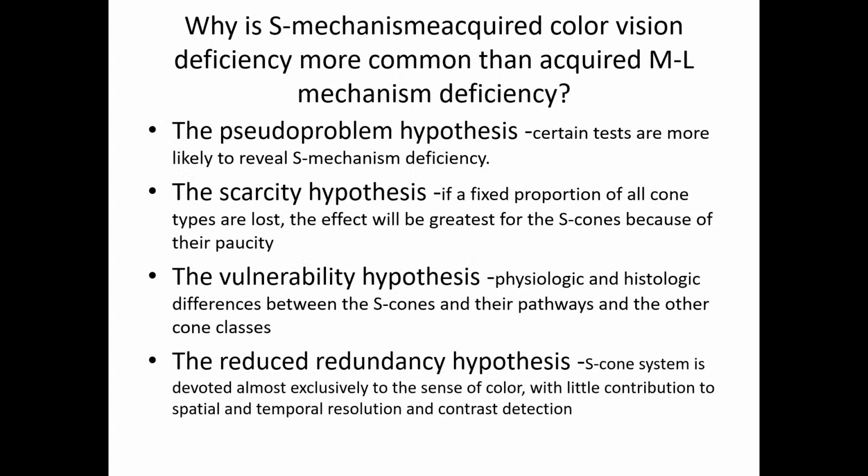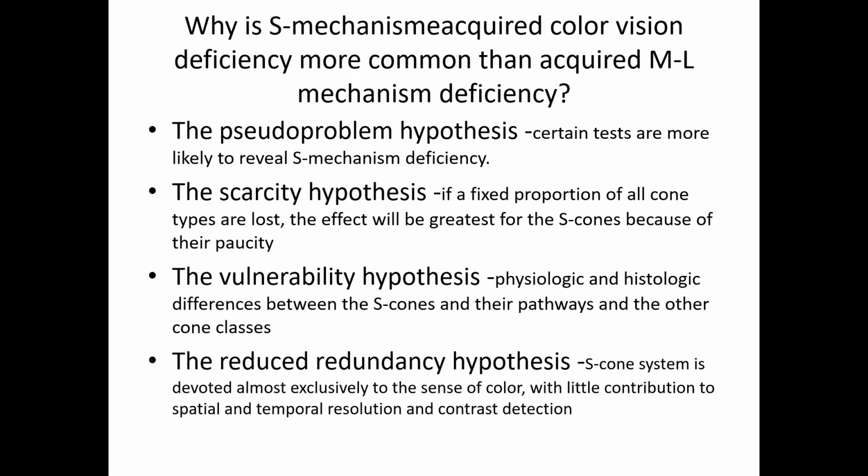So why is S mechanism acquired color vision deficiency more common? Blue color deficiency, why is it more common than red and green mechanism deficiency? There are many hypotheses. The pseudo problem hypothesis says that certain tests are more likely to reveal S mechanism deficiency, such as the FM 100 hue test and D15 test. The scarcity hypothesis: a fixed proportion of all cone types are lost, and among them the greatest loss will be S cones because of their lower number.